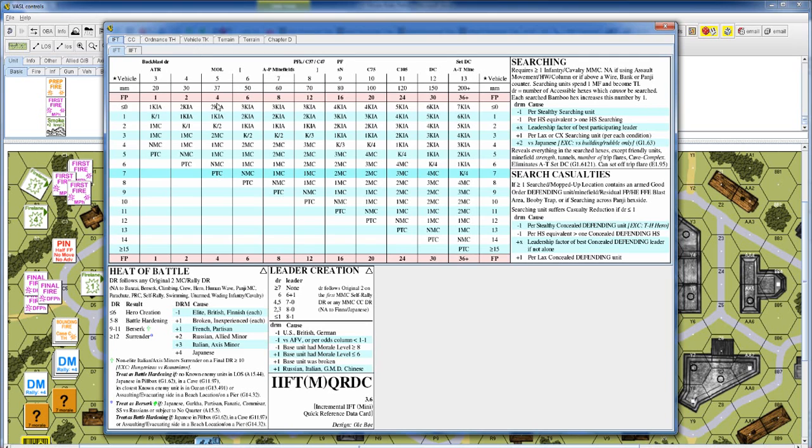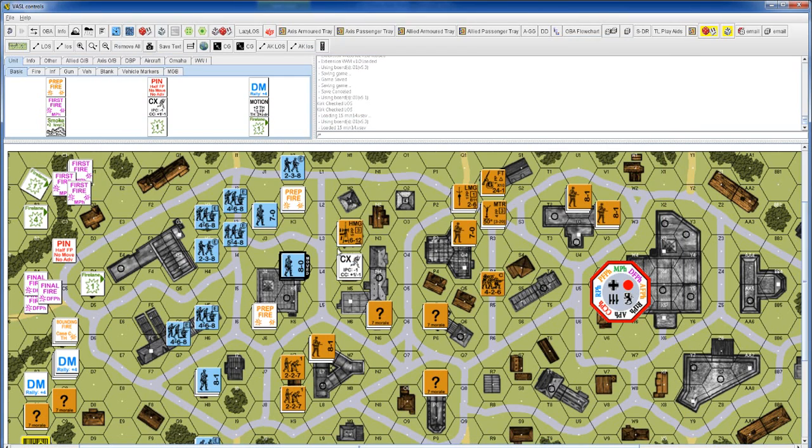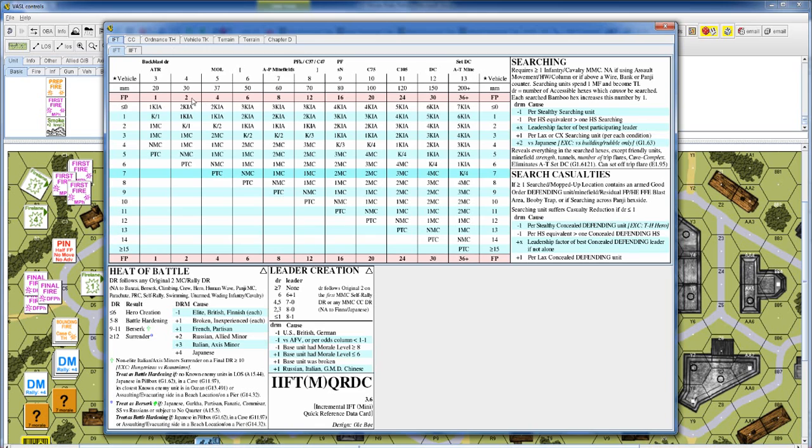So half of 6 is 3. There is no 3 column, so it's going to leave 2 residual firepower behind. But because this unit is CX'd, there's going to be a +1 die roll modifier, so you're going to lose another column. It's going to actually go down to the 1 column.